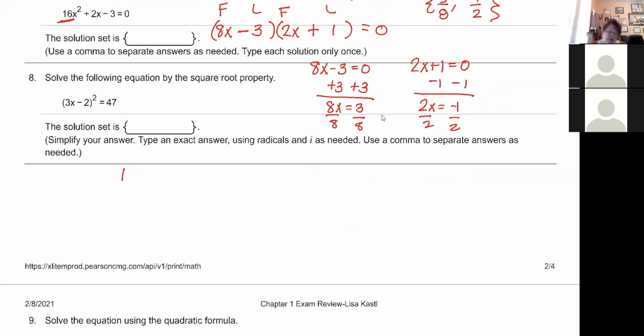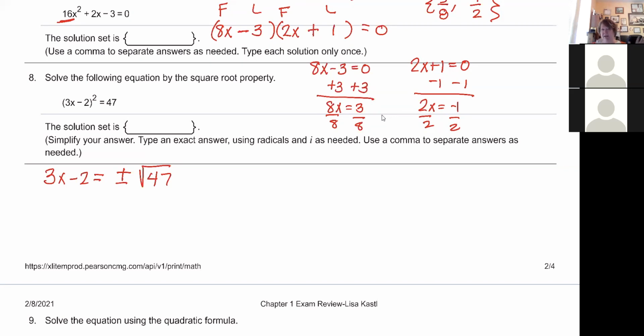Now what I have to make sure to do is put a plus or minus on the right. So do that first. Plus or minus is the square root of 47. So I take the square root of both sides. When I take the square root of a square, I just get 3x minus 2. So when I take the square root of 3x minus 2 squared, I get 3x minus 2. But I have to put the plus or minus on the right-hand side, plus or minus the square root of 47. And I think 47 is prime, which means there are no perfect square factors in 47.